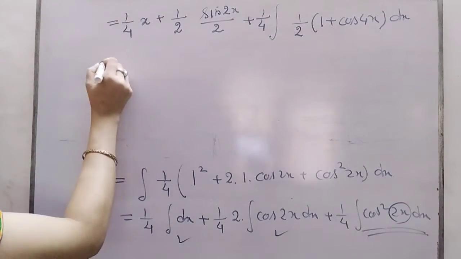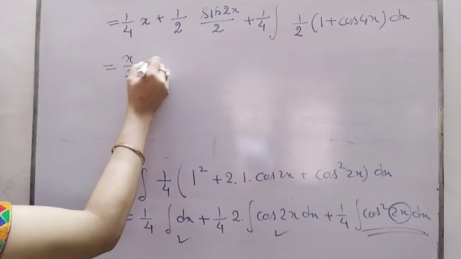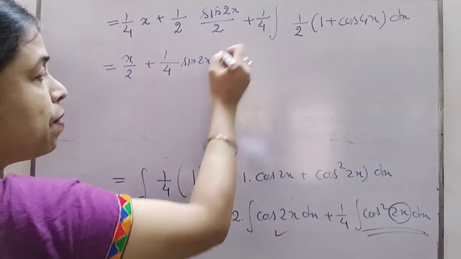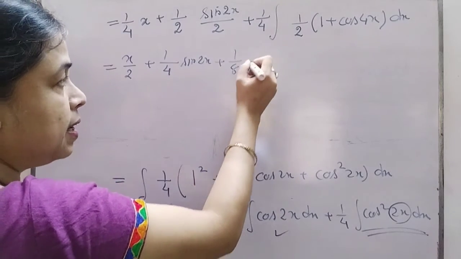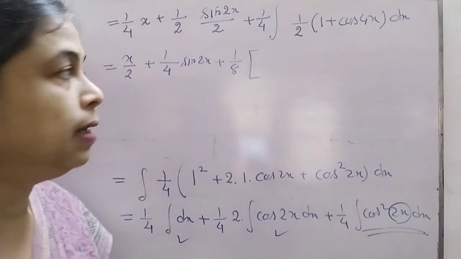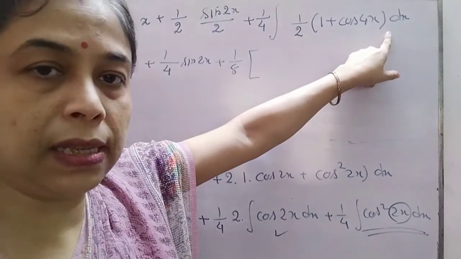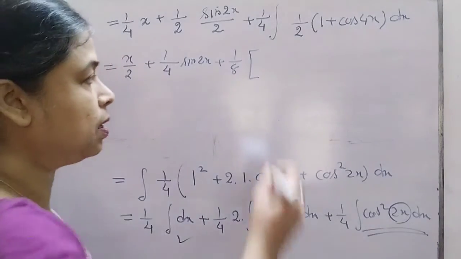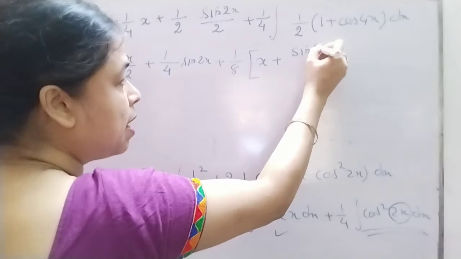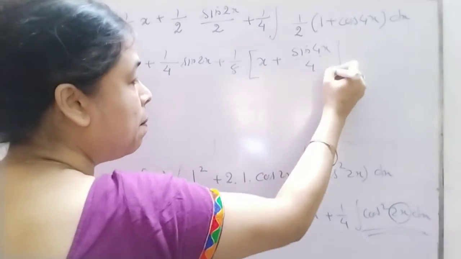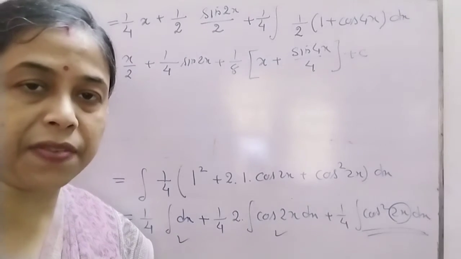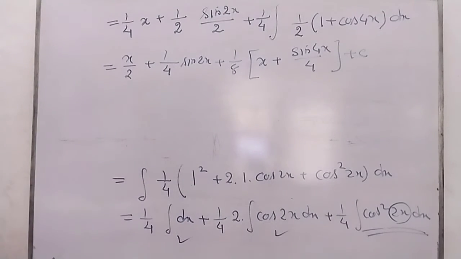This already simplified form is there, x by 2. This can be written as 1 by 4 sin twice x. This is 1 by 4 and this will be equal to 1 by 8. Now integrate it. Okay, I'm doing directly the integration part, right? So you have 1 dx. 1 dx means x, is it not? So it is x plus cos 4x integration is sin 4x divided by 4, plus when the integration is completed, don't forget to give this plus constant of integration. Okay, so this is done.